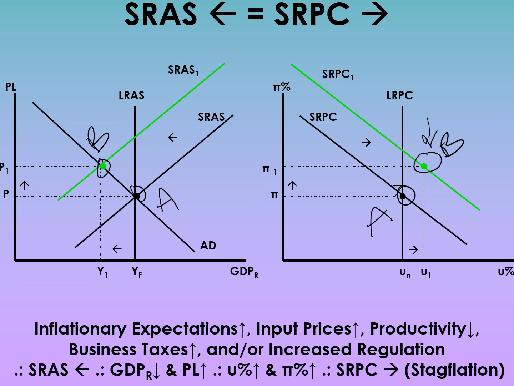And so here, once again, you can see that we have an increase in price and an increase in unemployment all at the same time. So this could be the result of a change in inflationary expectations or any of those other inputs that go into our SRAS. Once again, like I said, input prices, productivity, business taxes, or changes to regulations specifically on businesses.